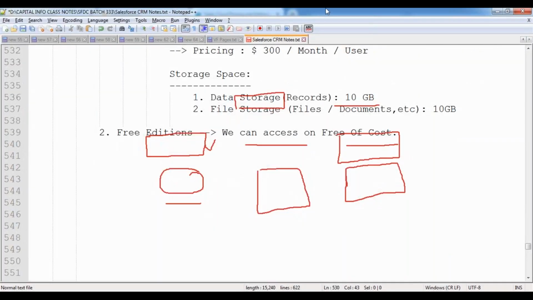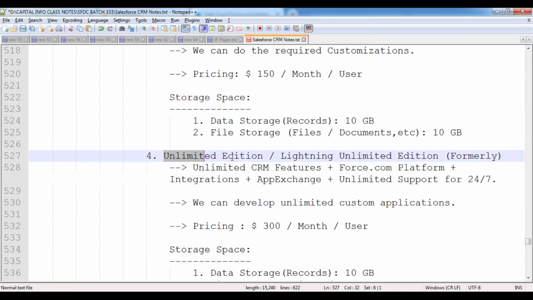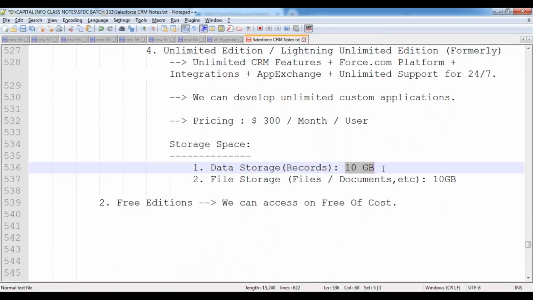Tomorrow we'll see how to create our own free account of Salesforce, which has almost equivalent features to the Unlimited edition. But in the Unlimited edition the data storage is 10 GB, whereas there you will get only 5 MB. In that 5 MB you can store lakhs of records also. How to create that free Salesforce account, we'll see practically in tomorrow's session.